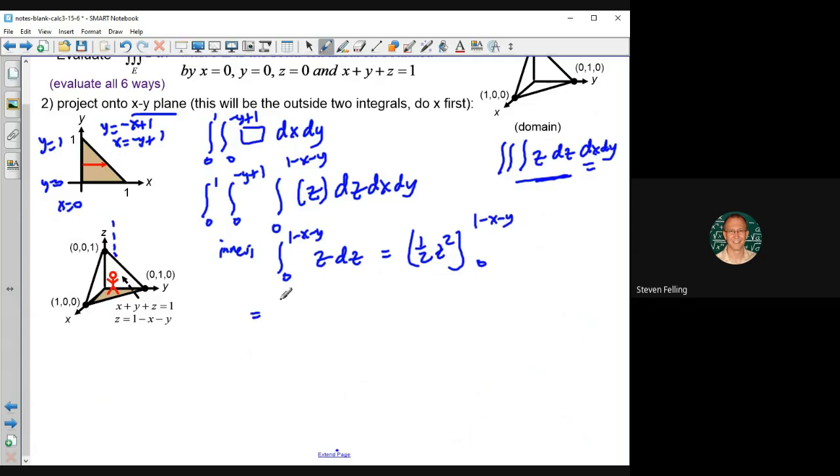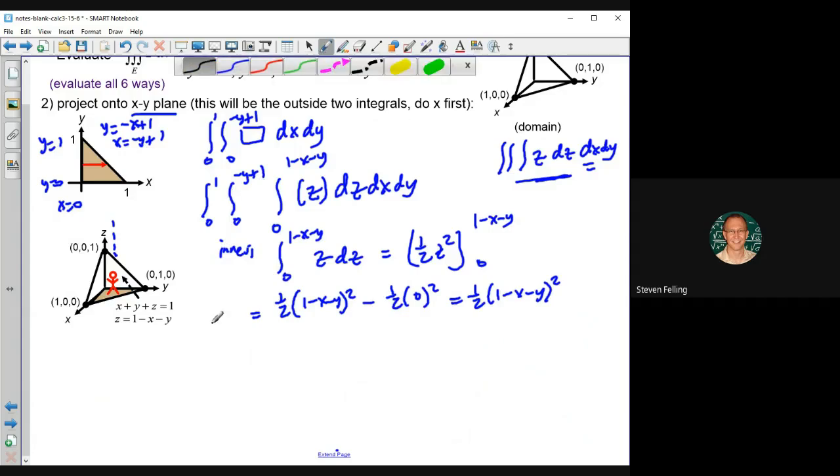And so that would be one copy of something squared with 1 minus x minus y plugged in, minus another copy with 0 plugged in. And so we're going to end up getting 1/2 times the quantity 1 minus x minus y squared. That's the result of the inner integration. Okay, then we would do the next level out.